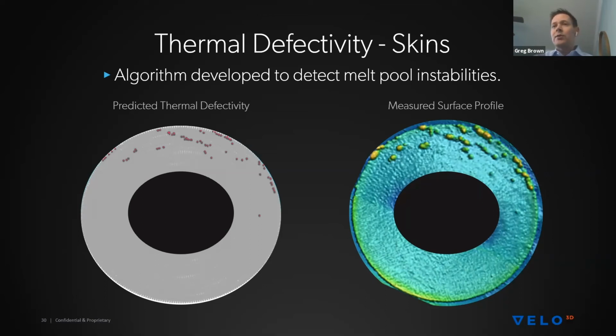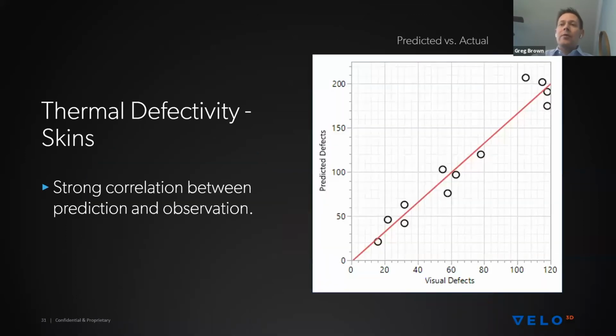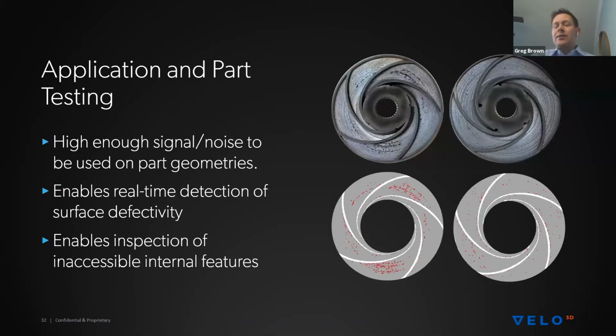And you can see when you compare the image on the left and the image on the right, there's very good correlation between the two in terms of spatially identifying where I'm likely to have surface breakdowns. The nice thing about this algorithm too is that it's quantitative. This is just an example of an experiment that we did where we had a process engineer go through and count each individual melt pool instability that he saw on the part, and then we compared that to what the predicted defects were for those same parts, and we can see that there's a very nice linear correlation between when we see a defect, the algorithm also picks up that there is a defect.